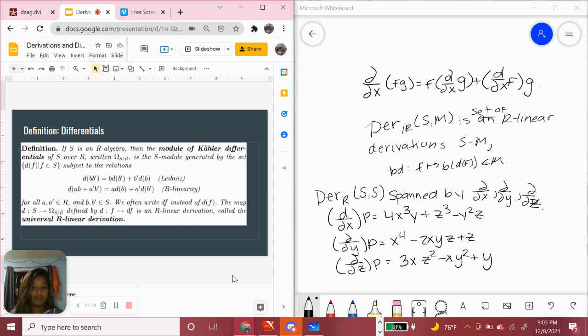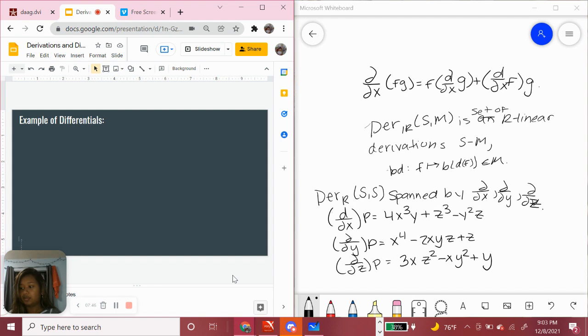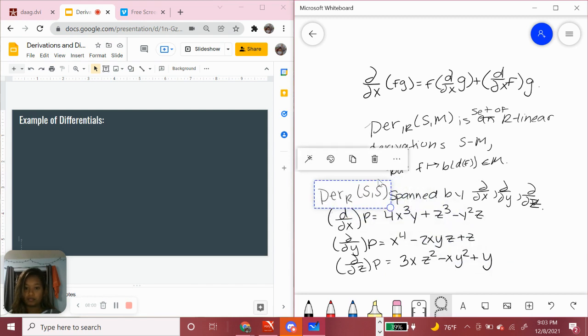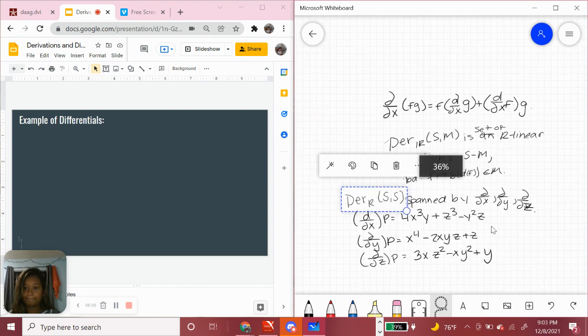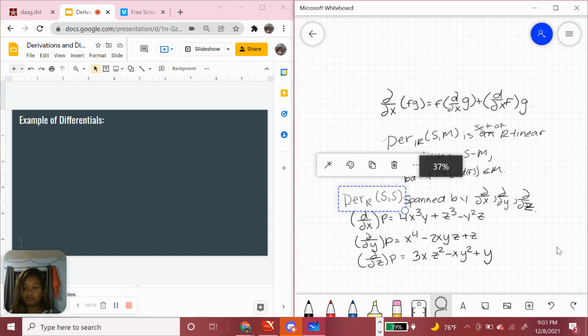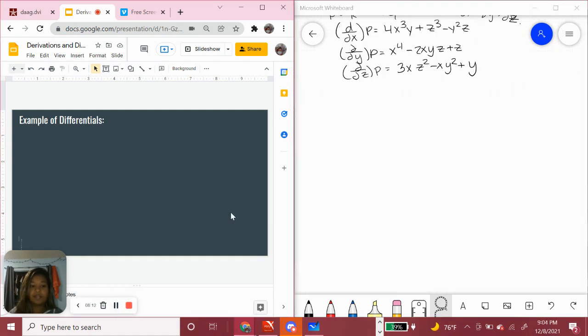So let's look at an example of how to apply this. Let's do it on this side here where I have some more space. Okay, so an example of differentials is we're going to take R to be the field of real numbers.